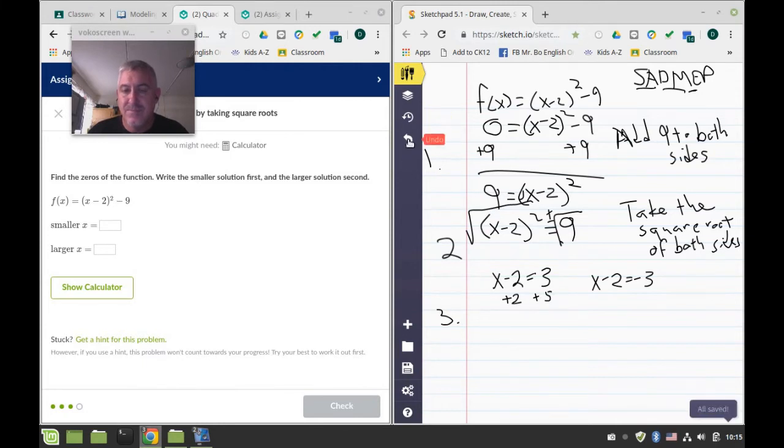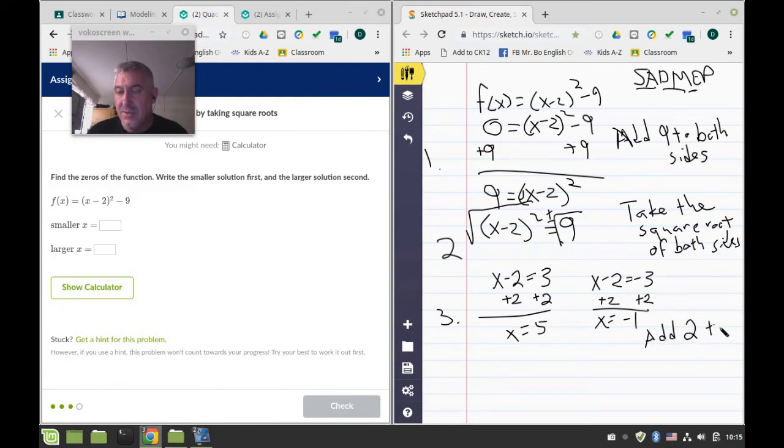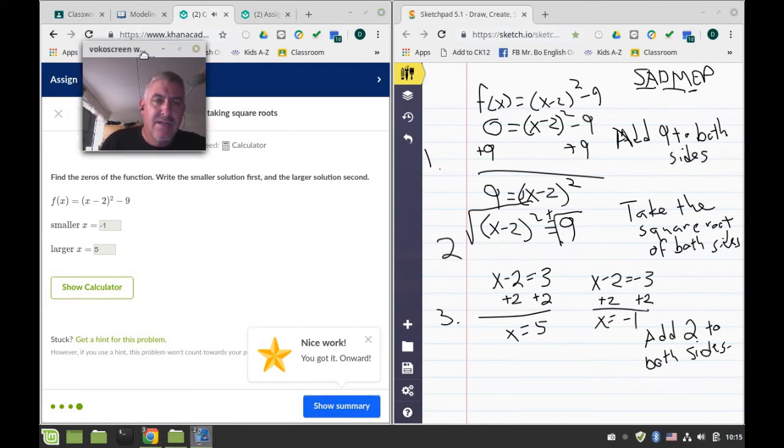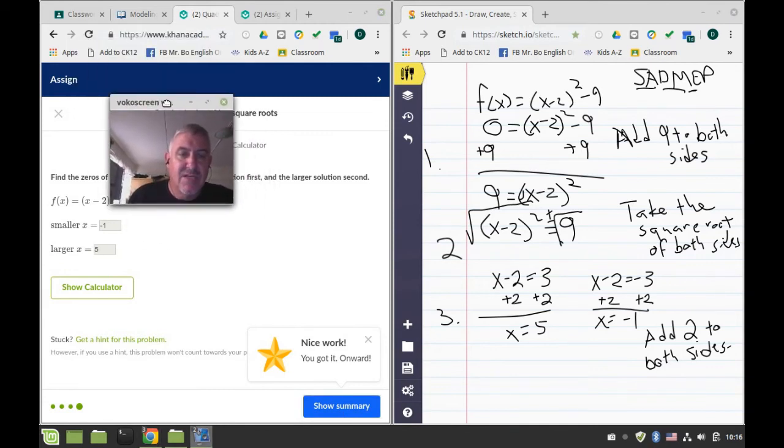So now I have x equals 5, or x equals negative 1, and we'll call this add 2 to both sides. Okay, so I have 5 and negative 1, and what's the smaller number? The negative is the smaller number. And there we go. Alright, so that's how you do the practice problems for quadratics by taking square roots.